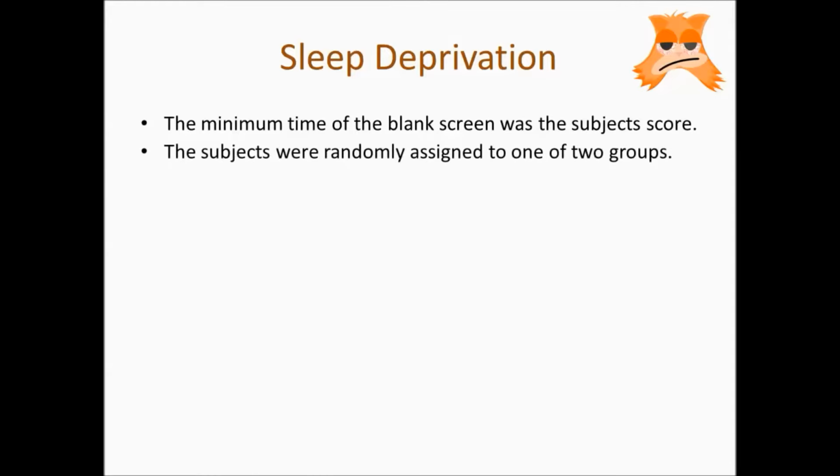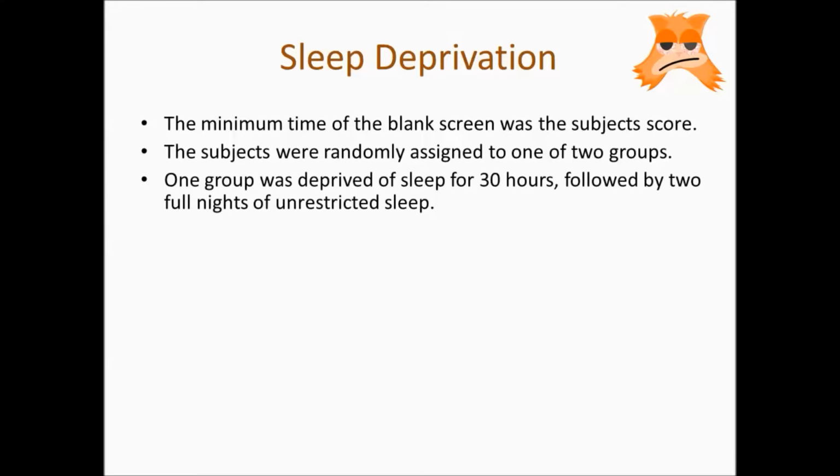After this, the subjects were randomly assigned to one of two groups. One group was deprived of sleep for 30 hours, followed by 2 full nights of unrestricted sleep. The other group was allowed to get unrestricted sleep on all 3 nights.